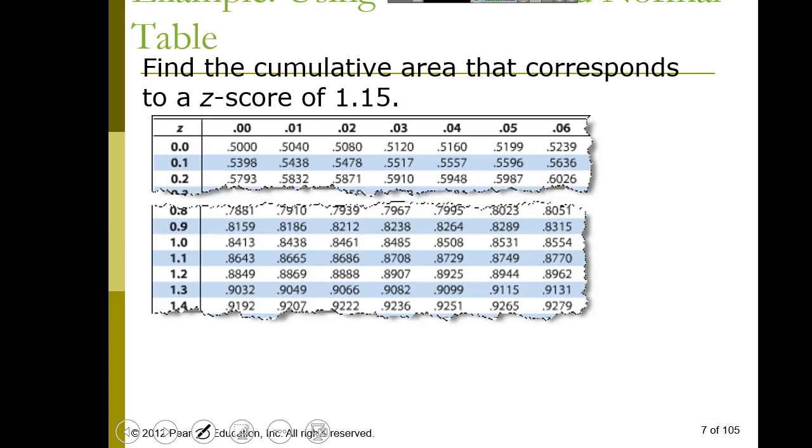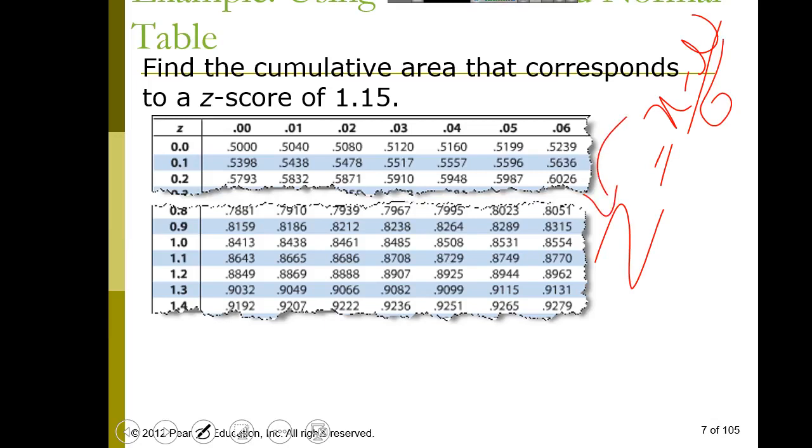Let us find the cumulative area that corresponds to a z score of 1.15. We have already used this equation, x minus mu divided by sigma. We transform x to z by using a value of x, mu, and standard deviation in this equation. Now I have obtained a z score value of 1.15, so how am I going to read this table?